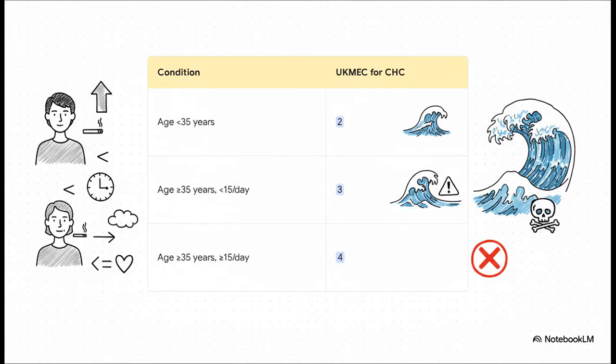Okay, pay really close attention to how the risk changes here. For a smoker who's under 35, the combined pill is a UKMEC2. But look what happens the moment they turn 35. It immediately jumps to a UKMEC3, even if they're a light smoker. And if they're 35 or older and smoking 15 or more a day, that's a straight-up UKMEC4, a hard contraindication. You absolutely have to know these cutoffs.